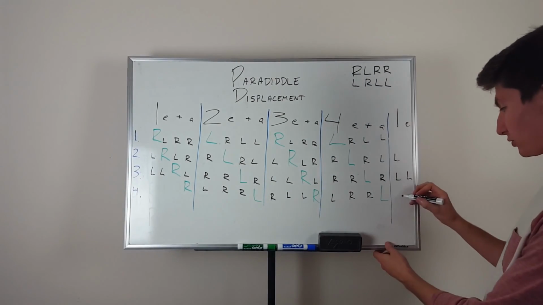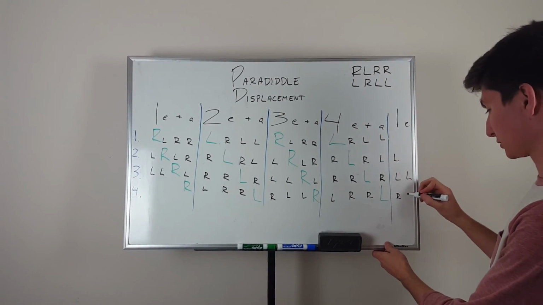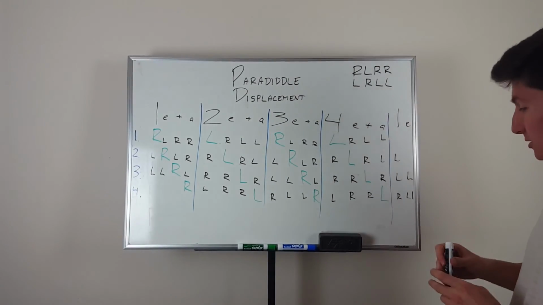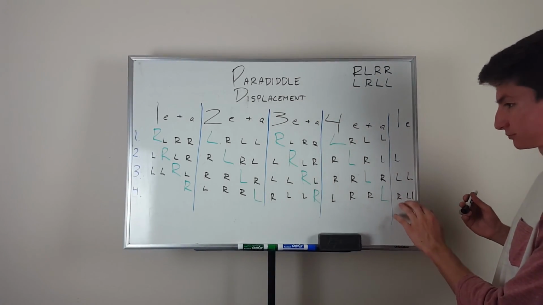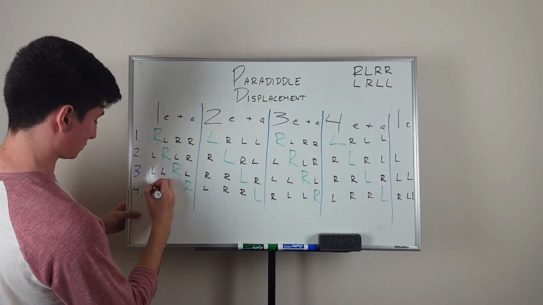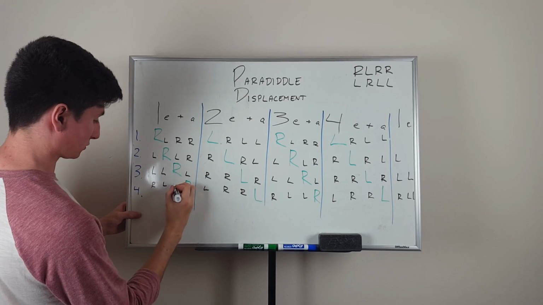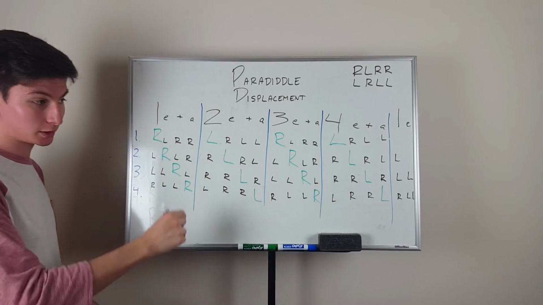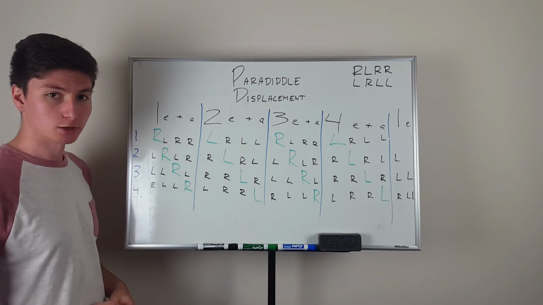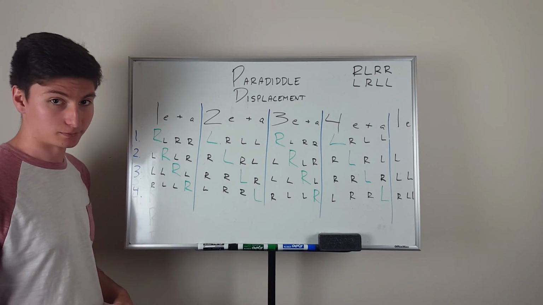When we get to here, we have 3. Left, right, left. It's another left. Ran out of space. These 3 come to the beginning, in the same order that they are over there. What we've done here is displaced the single paradiddle in every variation we can.